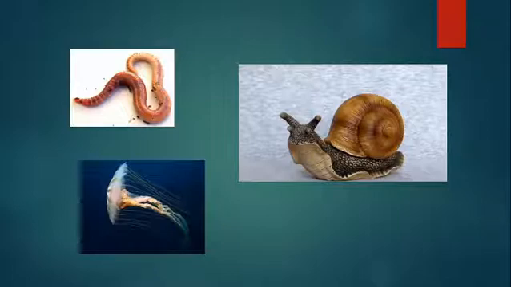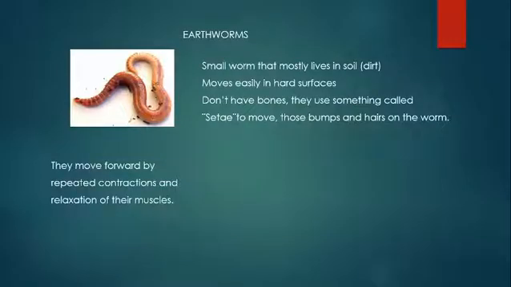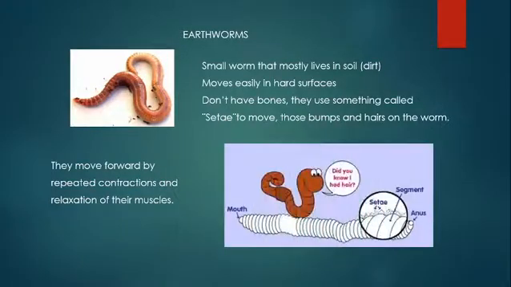And the first animal that I want to focus on is the earthworm. Now, earthworms are small worms that mostly live in soil or dirt. They move easily in hard surfaces, they don't have bones, and they use something called setae to move. Now, setae is like the little ripples that you see on top of a worm. It uses that to move, and what it does is forward contraction and relaxation of the muscle to move. So it goes forward and backward, and that allows it to move forward, okay?